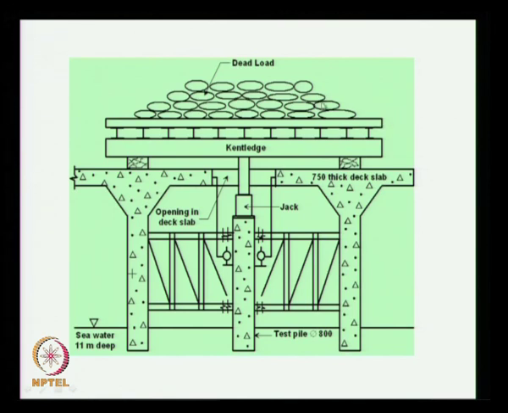Normally if you want to test for 1000 tons we put 20% extra, 1200 tons, so that your 1000 tons is applied here and 200 tons are going as a reaction. It is a time consuming process, but it is the most commonly used method.